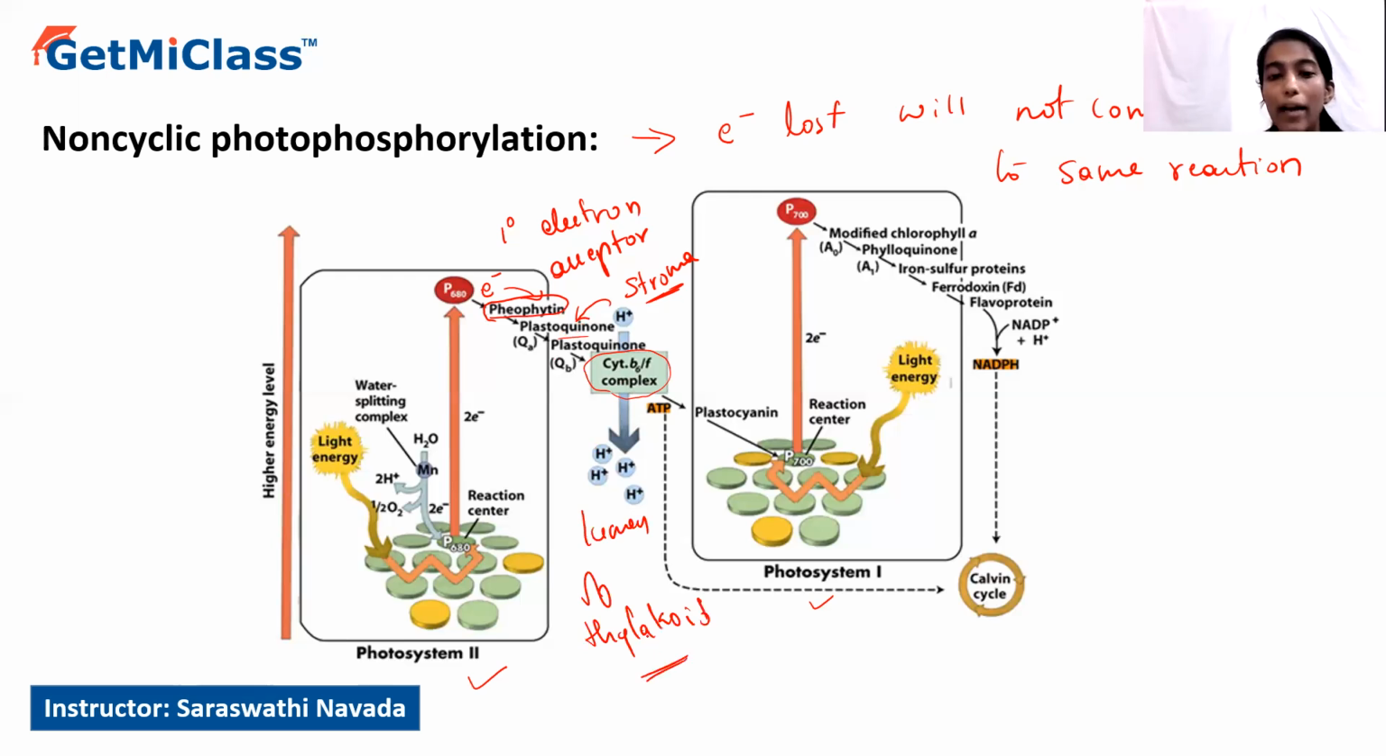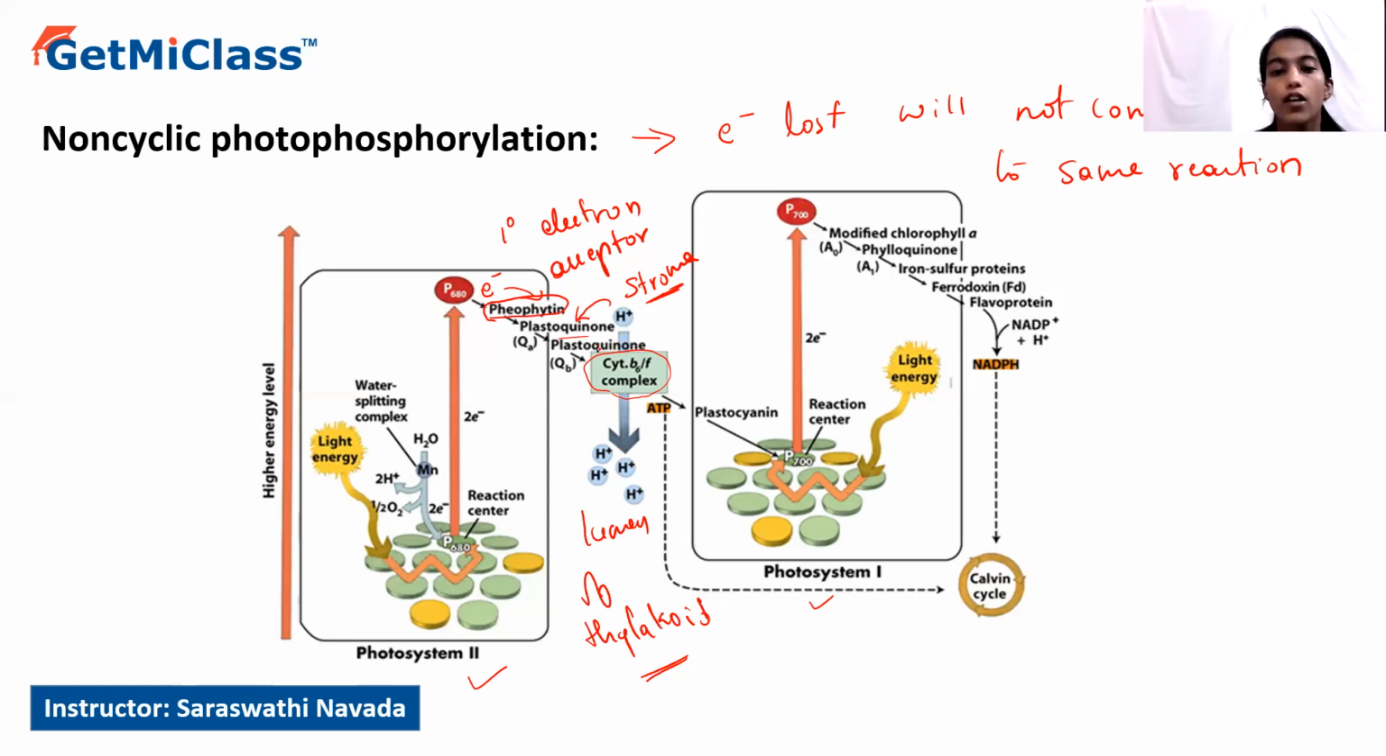So you know what is meant by lumen. That is the space that is present inner to the thylakoid membrane, called the lumen of the thylakoid. Okay, so these hydrogen ions accepted by the plastoquinone will be pumped to the lumen of the thylakoid.